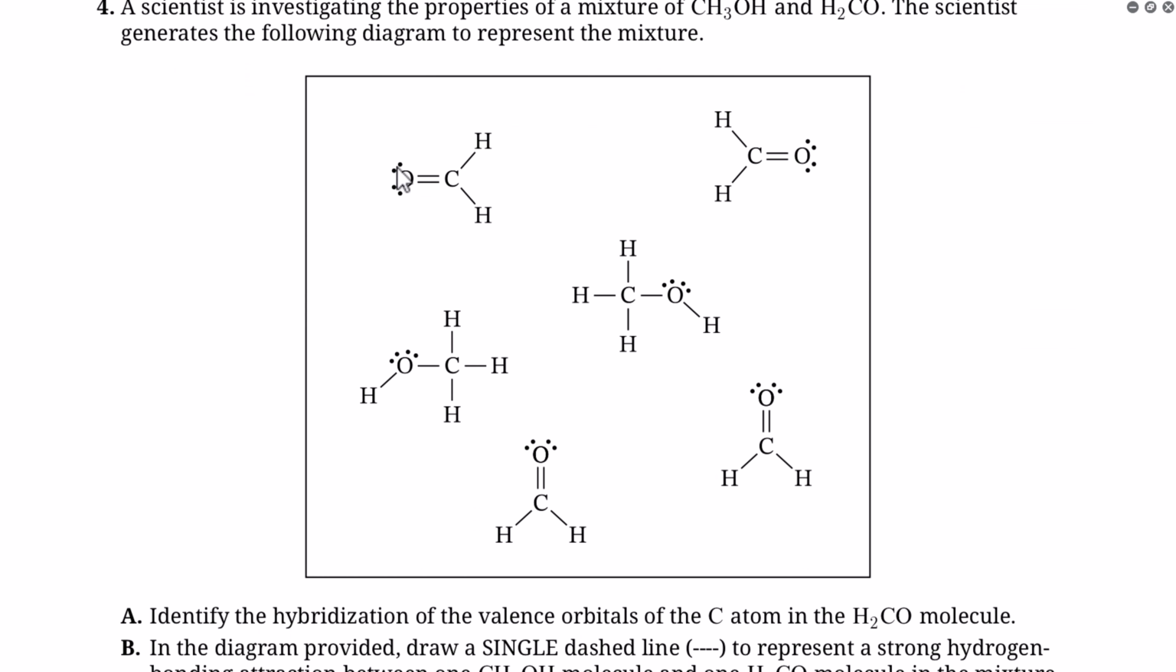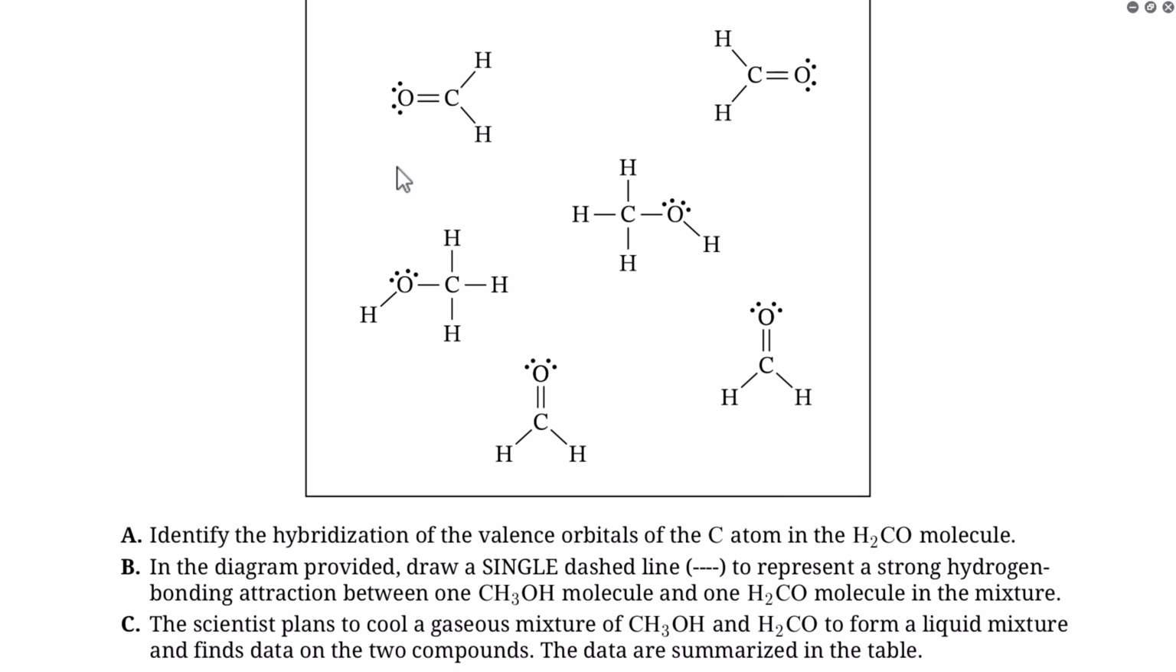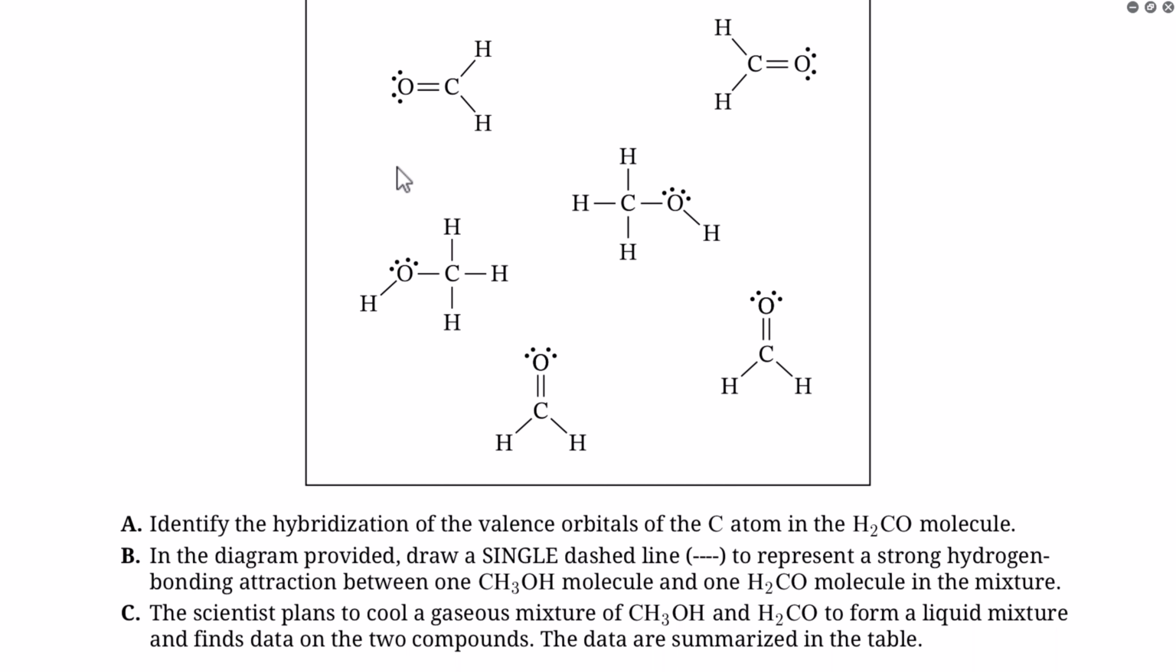All right, a scientist is investigating properties of a mixture of, it looks like, methanol and H2CO. The scientist generates the following diagram to represent the mixture. First, identify the hybridization of the valence orbitals of C in the H2CO molecule. If we take a look here, the steric number for that is 3, meaning that we have 3 atoms and lone pairs attached to that central atom, and that corresponds directly with an sp2 hybridization.